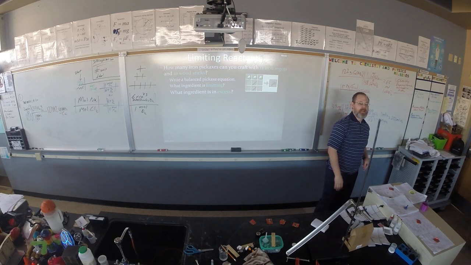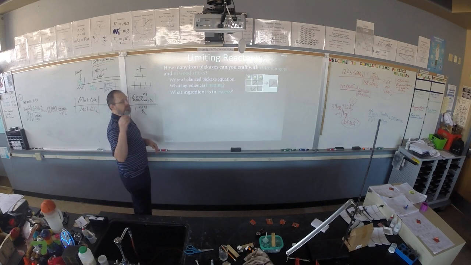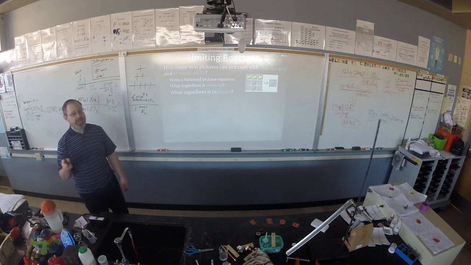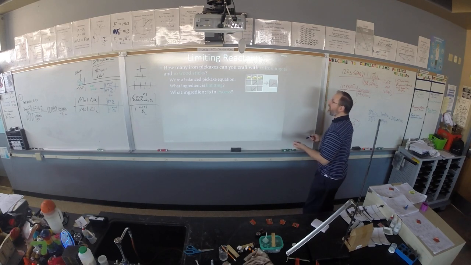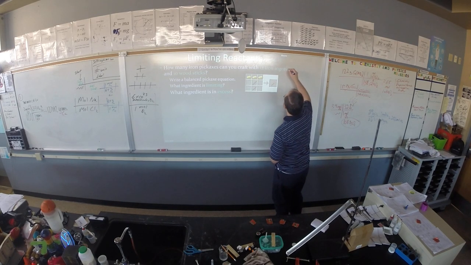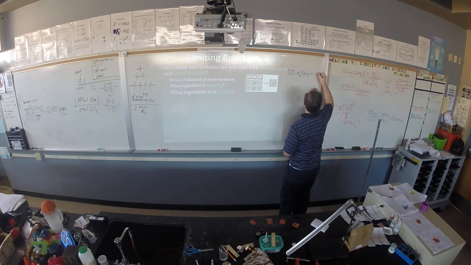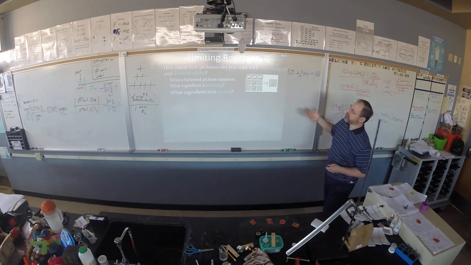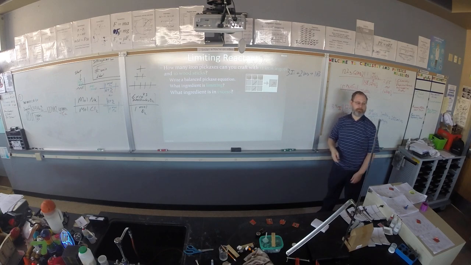To make your iron pickaxe, it takes 3 iron ingots and 2 wood sticks. It takes 3 iron ingots and 2 wood sticks to make an iron pickaxe. So we might write the formula like this: 3 iron ingots plus 2 wood sticks equals 1 pickaxe. Make sense? So 3 iron ingots plus 2 wood sticks makes 1 pickaxe.